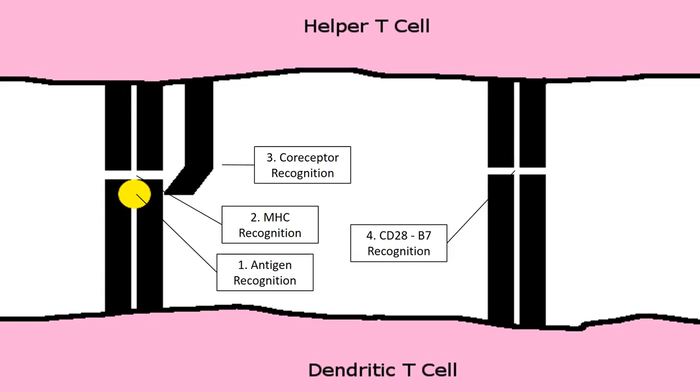If the MHC class is not correct, the T cell will not be activated. Finally, the co-receptor must also recognize the MHC protein. After these three steps, one final interaction has to occur. The dendritic cell also has a protein called B7 on its surface. B7 interacts with CD28, a protein on the T cell, to send activation signals. Through all these interactions, a T cell finally gets activated to do its work.